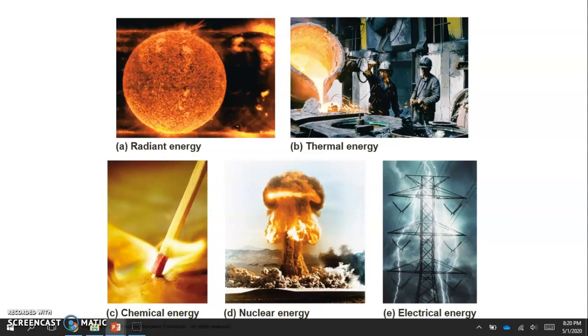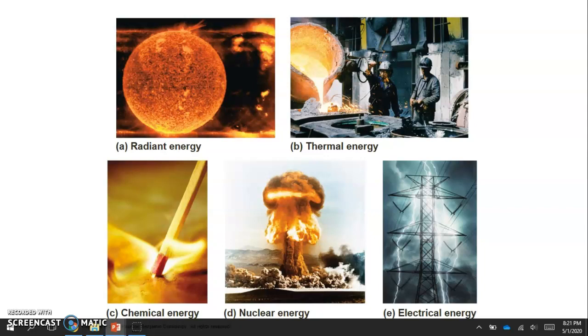So talking about energy, there are different types of energy that we can think about, and there are some examples on the screen right now. So one is radiant energy, think about like sunlight, radio waves, X-rays, things that give off radiation. Thermal energy is heat energy. Chemical energy is stored in the bonds of compounds. So we know that chemical compounds can have single bonds, double bonds, triple bonds, and that chemical energy is stored in those bonds and can be released through chemical reactions.